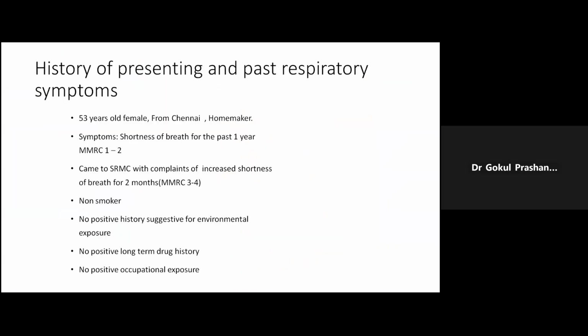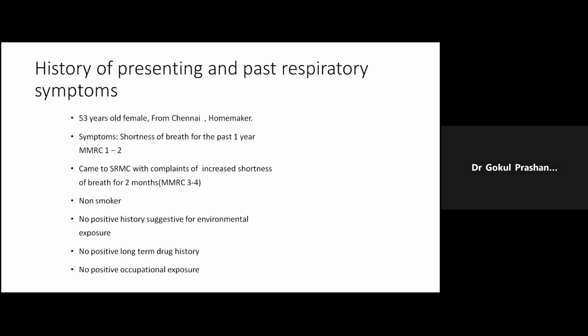Gokul, you can go ahead. Yes, ma'am. Good evening to all. I will be talking about a patient who came to our hospital, a 53-year-old female from Chennai. She came with complaints of shortness of breath for the past 1 year, which was initially MMRC grade 1 and progressed to MMRC grade 2. She came to our hospital for the last 2 months, and at present she has shortness of breath of grade 3 to grade 4.